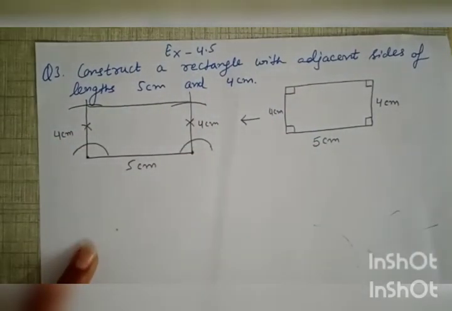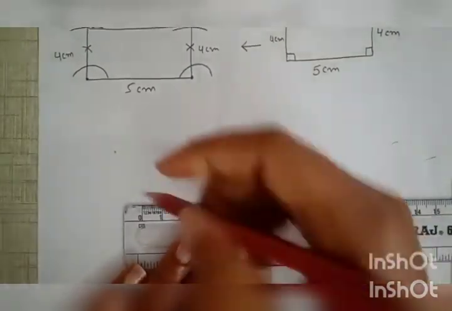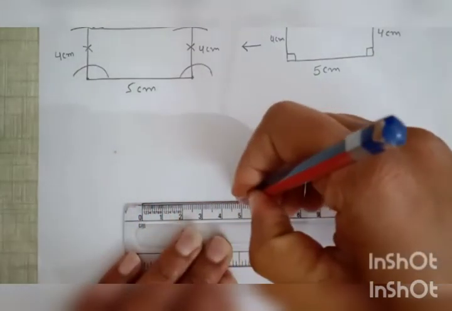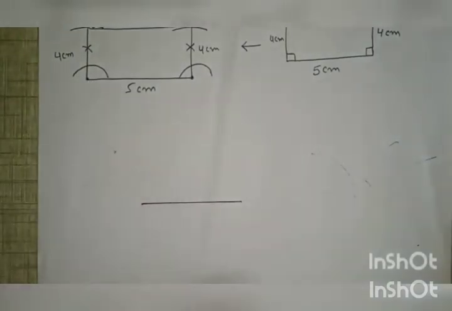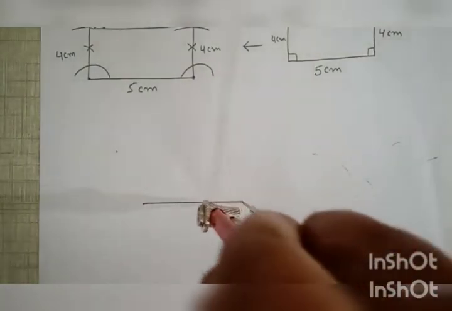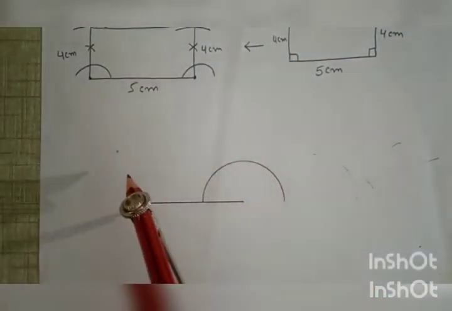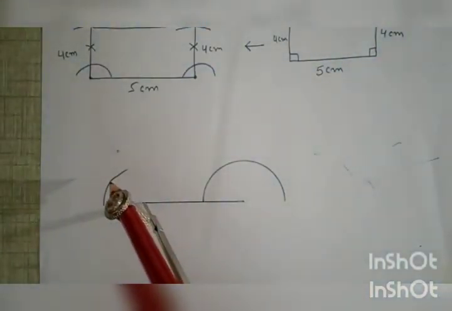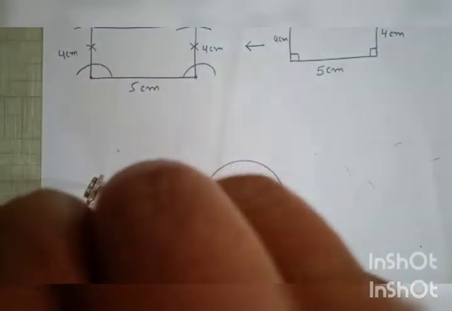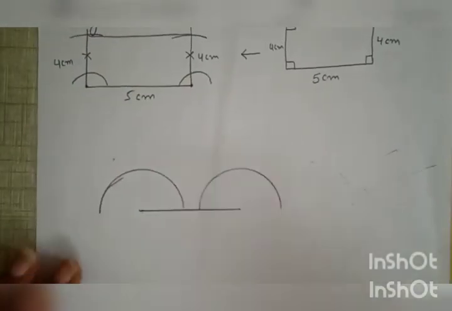So let's proceed with the construction. First of all, draw a line segment of length 5 centimeter. Now at both the end points you have to construct 90 degree. Keep your compass at one corner and draw an arc. Without changing your compass, keep your compass at the second end point and draw an arc. Then you have drawn this arc. Let me just erase this.